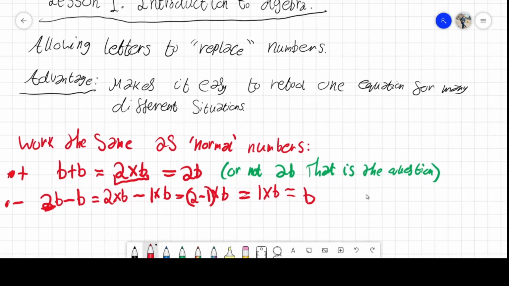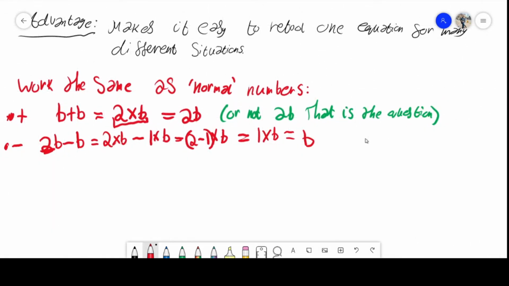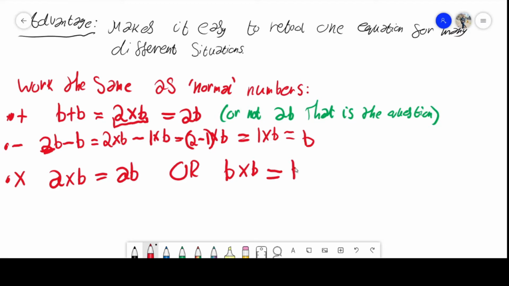What else can we do? We can also multiply. So if we have two different terms, so if we have a times b, this just reads as equal to ab. Or we can also have b times b. And this just gets simplified nicely to b squared, or b to the power of 2.